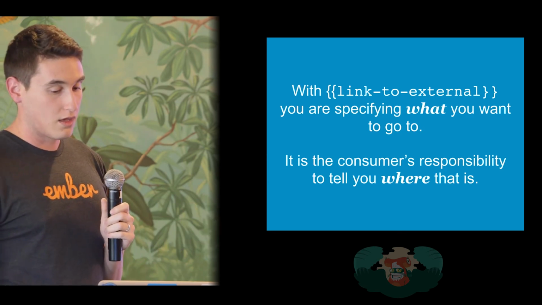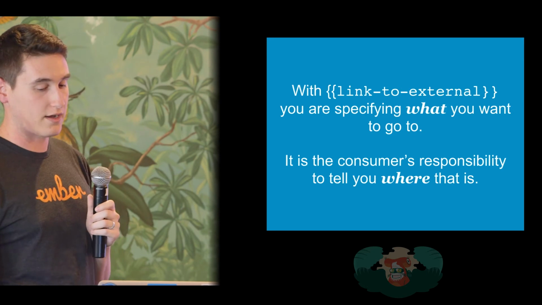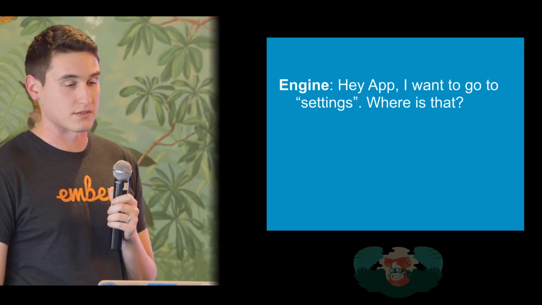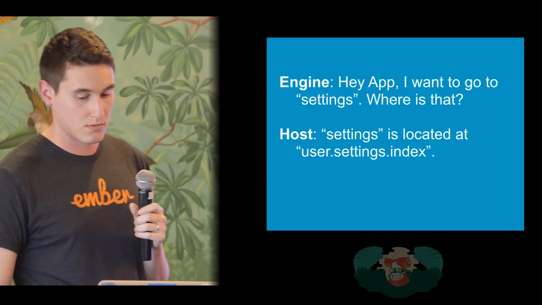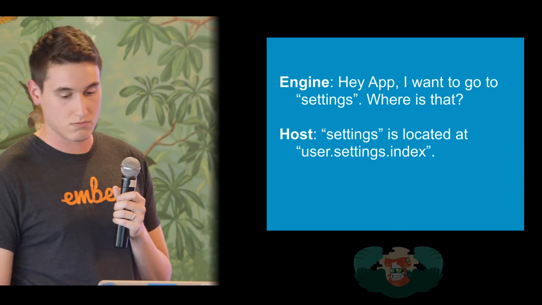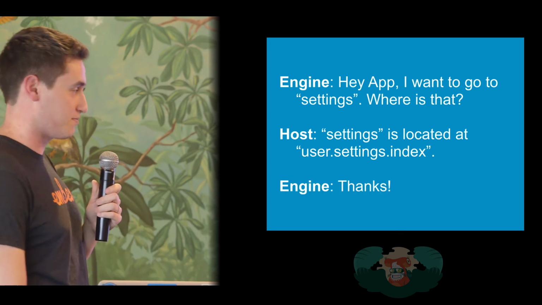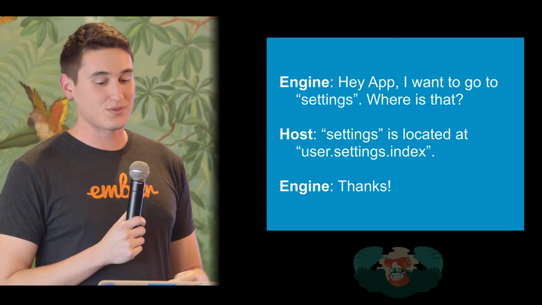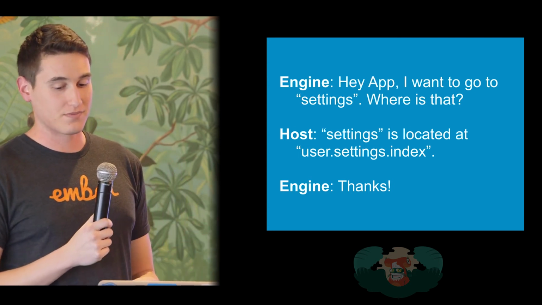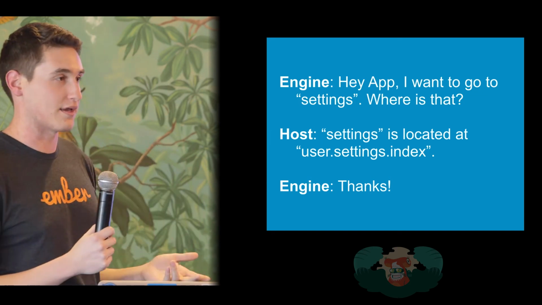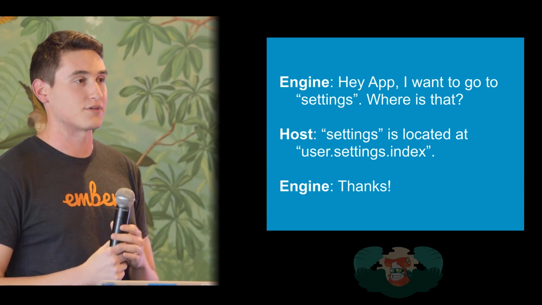So another way to think of this is you can imagine a conversation like so. The engine's like, hey app, I want to go to settings. Where is that? The host then says, settings is located at user.settings.index. Thanks. So in summary, links within an engine are scoped to that engine. So if you want to link outside an engine, you need to tell your consumer what you would like to go to, and the consumer then tells you where to go to.